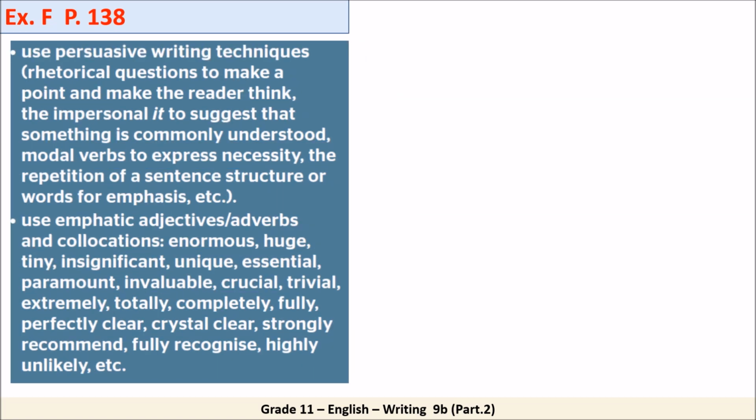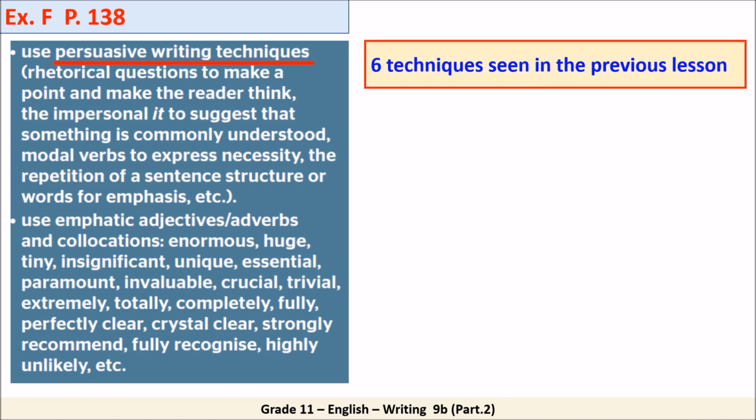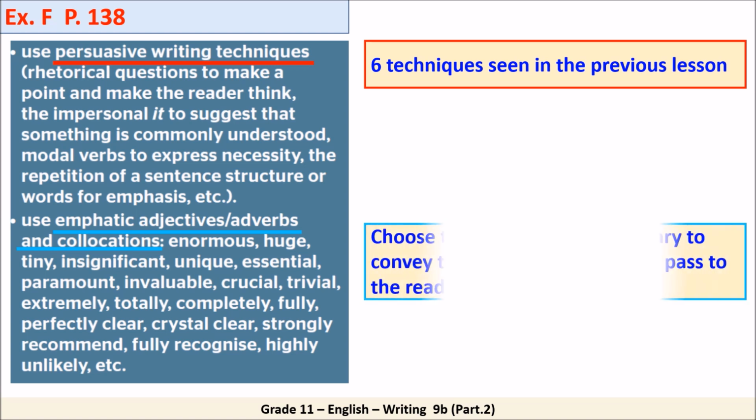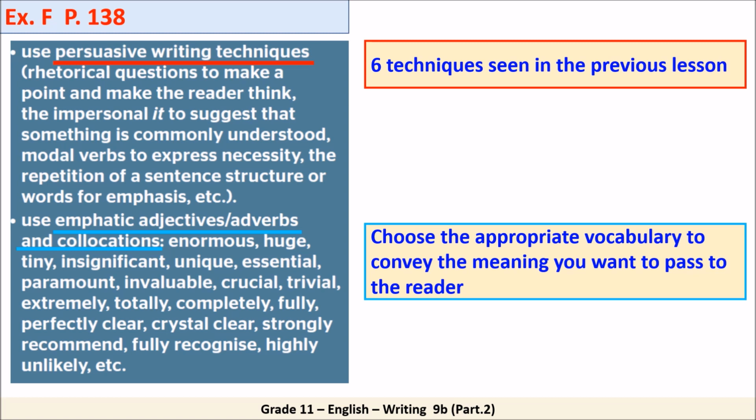The following point is use persuasive writing techniques. And here, remember the 6 techniques that we saw in writing 9B part 1. Finally, use emphatic adjectives, adverbs, and collocations. And here it means choose the appropriate, strong vocabulary to convey the meaning you want to pass to the reader.